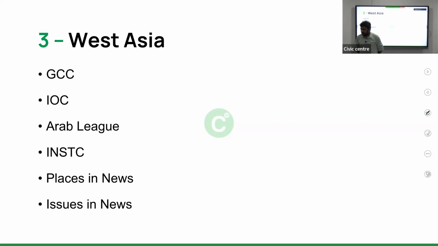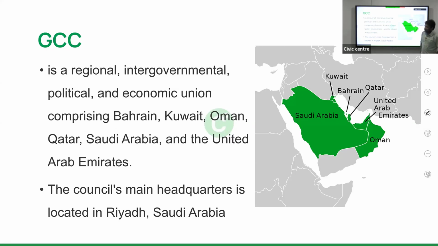Its headquarters is at? What's the capital of Saudi Arabia? Riyadh. Yes, Riyadh. Gulf Cooperation Council, so basically it's a political body. Be clear that Yemen is not a member, Iran is not a member. So this is your GCC: Oman, UAE, Qatar, Bahrain, Kuwait, and Saudi Arabia.